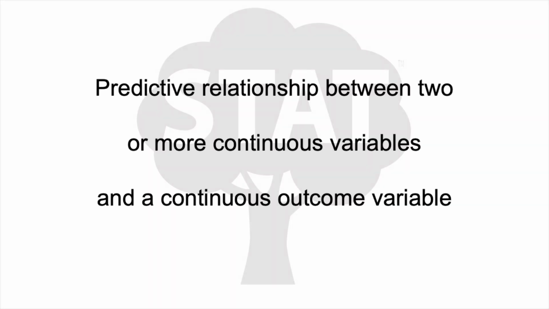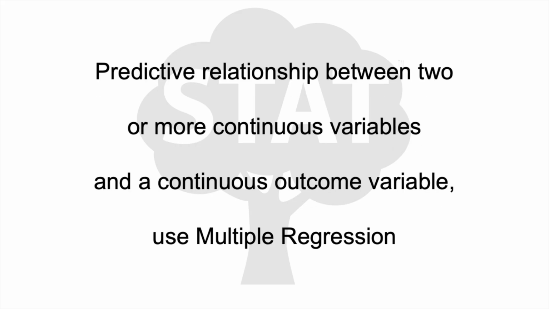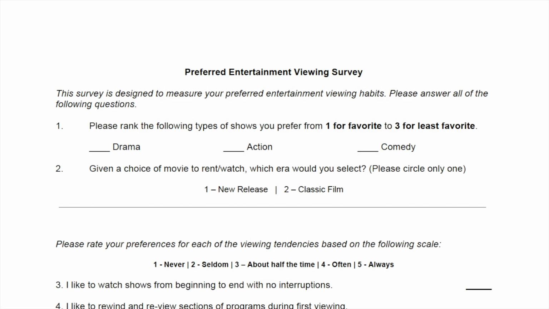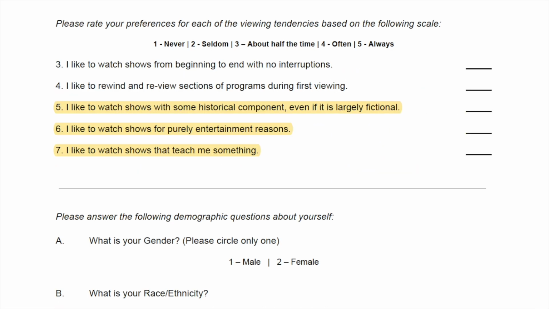To test whether two or more continuous variables predict the likely outcome of one continuous dependent variable, the multiple regression would be appropriate. You will need two or more continuous independent variables and one continuous dependent variable in order to run this test. In looking at the preferred entertainment viewing survey, any one of the scale questions 3 through 7 would be appropriate for the continuous variables for our demonstration.